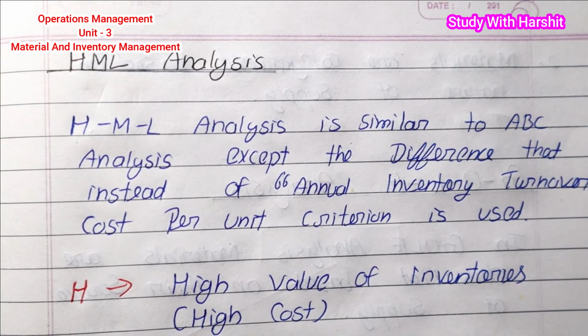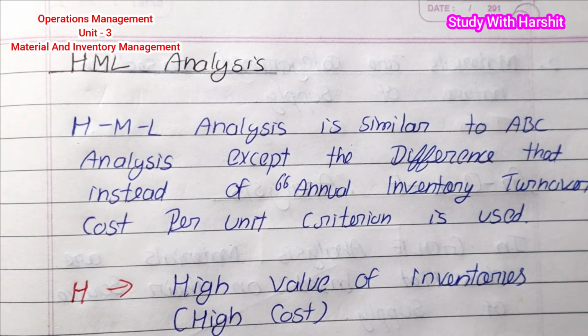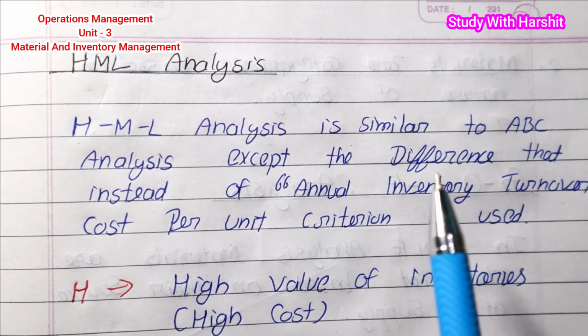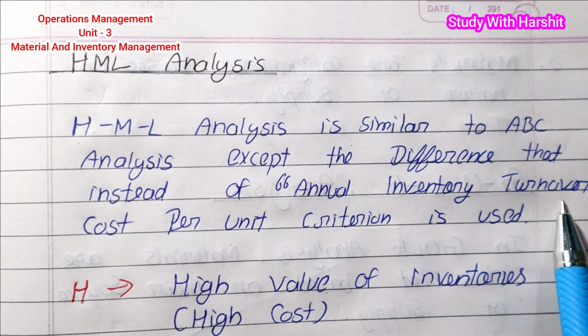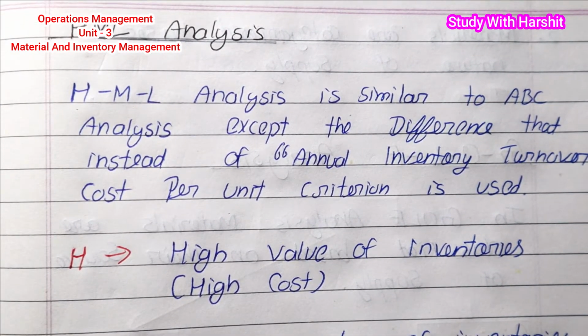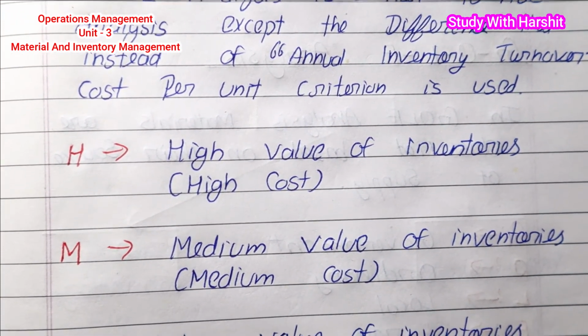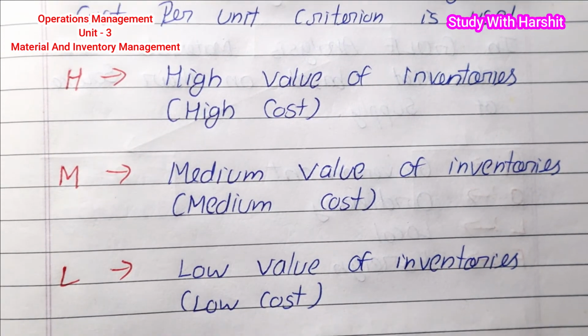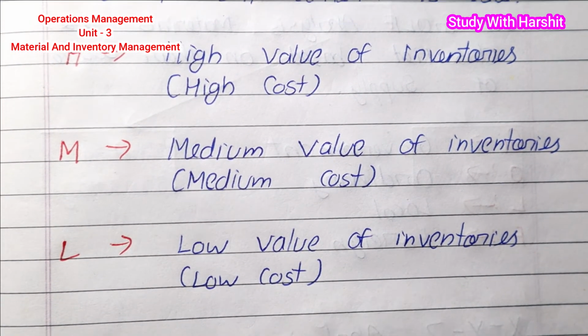HML analysis. HML analysis is similar to ABC analysis, except that instead of annual inventory turnover, the cost per unit criterion is used. Here H stands for high value of inventories, high cost. M stands for medium value of inventories, medium cost. And L stands for low value of inventories, low cost.